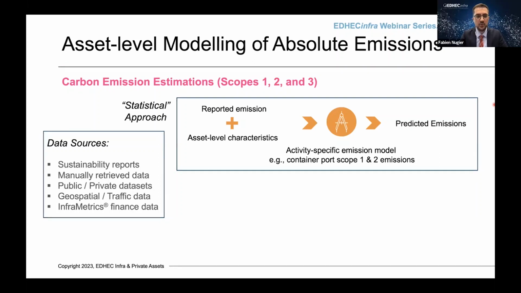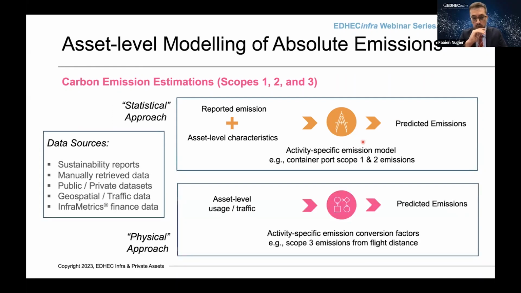And so one type of models that we have is the statistical approach. So it's quite simple. We have emissions on some assets within a certain fixed class, and we also collect different characteristics of those assets to better understand the operations of those assets. And we can then build models to predict the emissions of assets for which we have the same characteristics, but no reported emissions. So this is what we do for some of the infrastructures. For example, you could have Scope 1 and 2 emissions of container ports, which are computed this way.